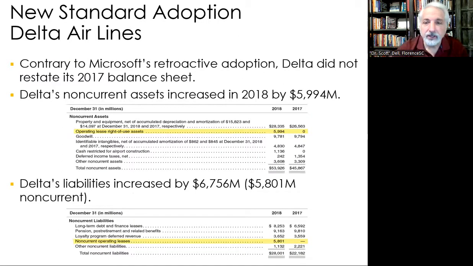And then Delta talks about non-current assets increasing by 5.9, okay, $6 billion. We'll round it up. Went from 0 to 6 billion. Delta's liability increased to 6.75 billion, 5.8 non-current. Okay, so there are some pretty heavy dollars involved.